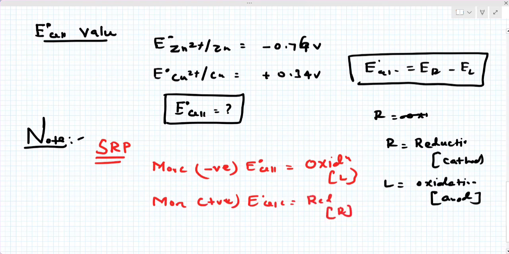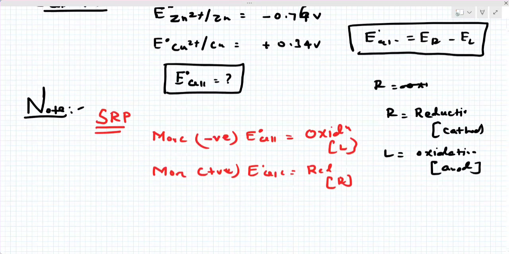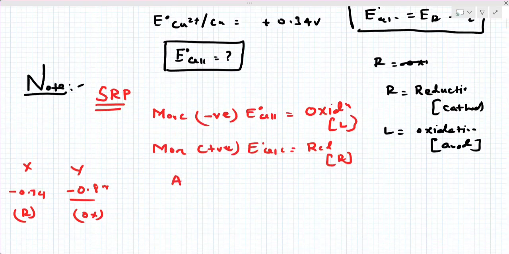Suppose in the exam they give two negative values. For example, X is minus 0.74 and Y is minus 0.80. Which is more negative? Y is minus 0.80, therefore Y undergoes oxidation and X undergoes reduction. If you see the SRP values, the more negative value undergoes oxidation and the less negative undergoes reduction.